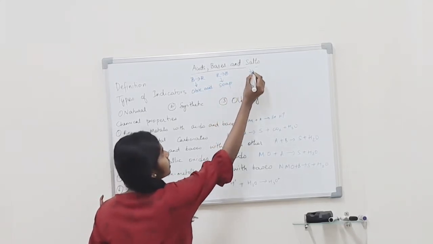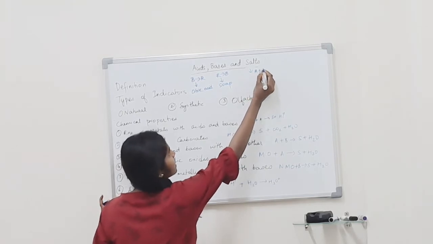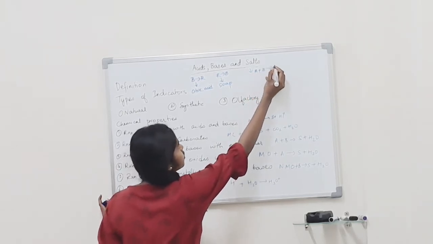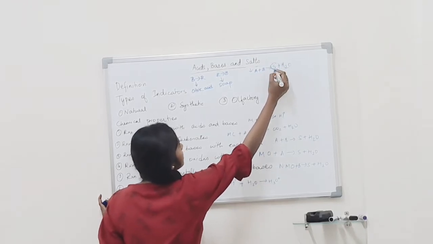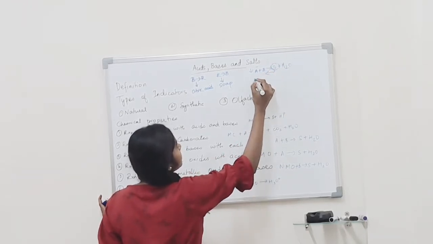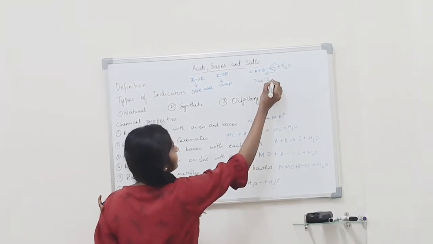And what is a salt? When acid and base combine, they give salt plus water molecule. So this is the salt. An example of salt is NaCl.